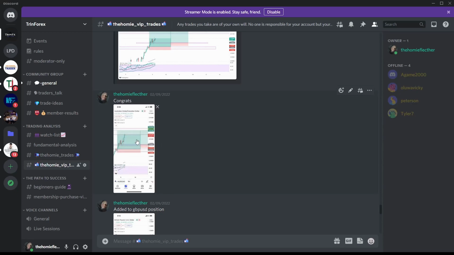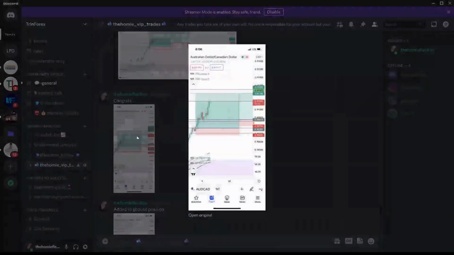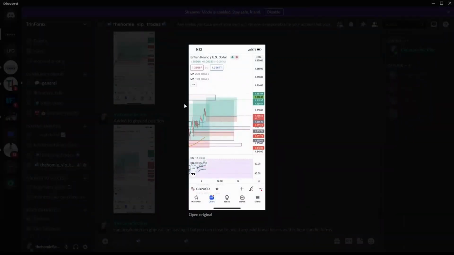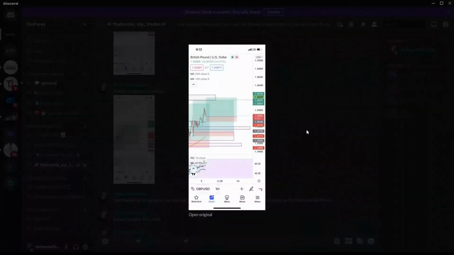And we did have opportunities to sell as well. I see AUD CAD played out. I said congrats. I was looking at it from my TradingView. Added to the GBP position, was looking for a continuation here. You could see a little bit of greed came into this, right?